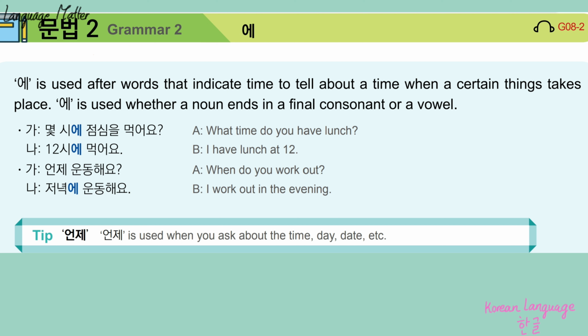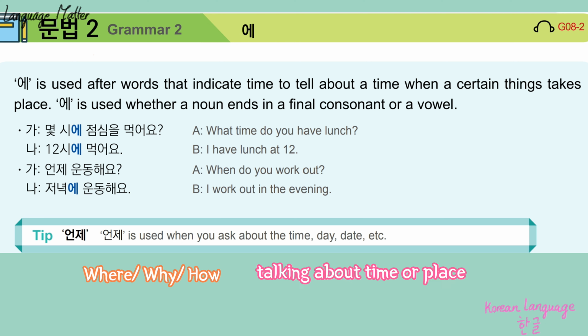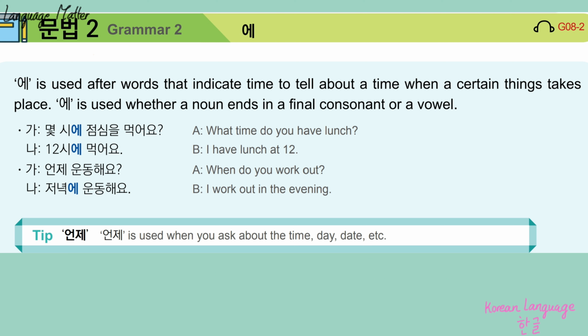Lesson 8, Grammar 2. Just as there are subject markers in Korean, what are those? 이가, good. There are also prepositions. It sounds like grammar class, right? What's a preposition again? A preposition comes before a noun to say where or why or how, talking about time or place. We'll see some examples later.